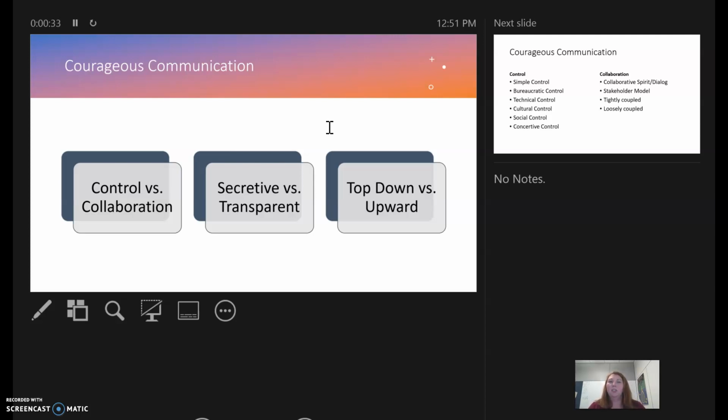How much information do I keep secretive versus how much do I share? And how can I still communicate from the top down while also listening to my people and allowing for upward communication? So essentially, there's a place for all of this in a company. The leader's role is to help manage and balance this for the people that work for them in the company. And professional communication requires that you adapt your communication to fit the situation.